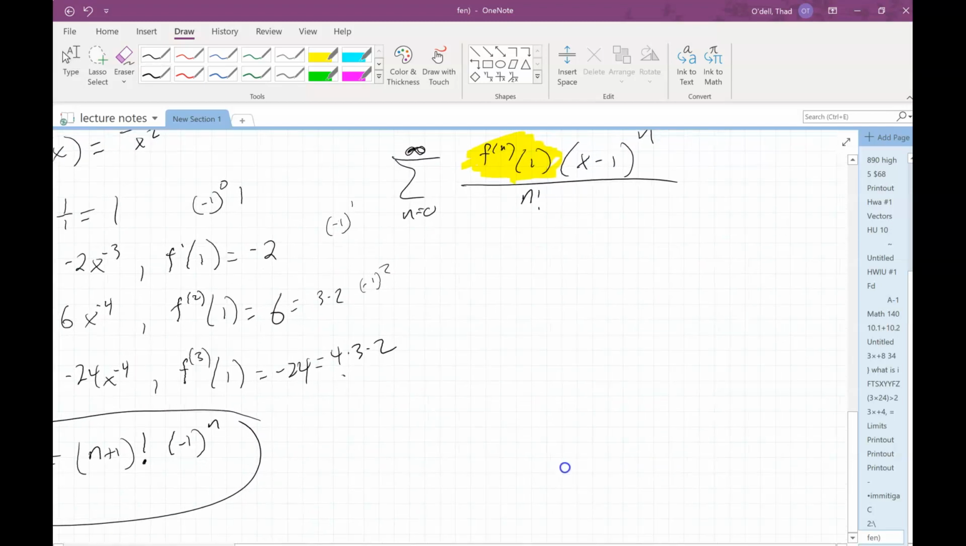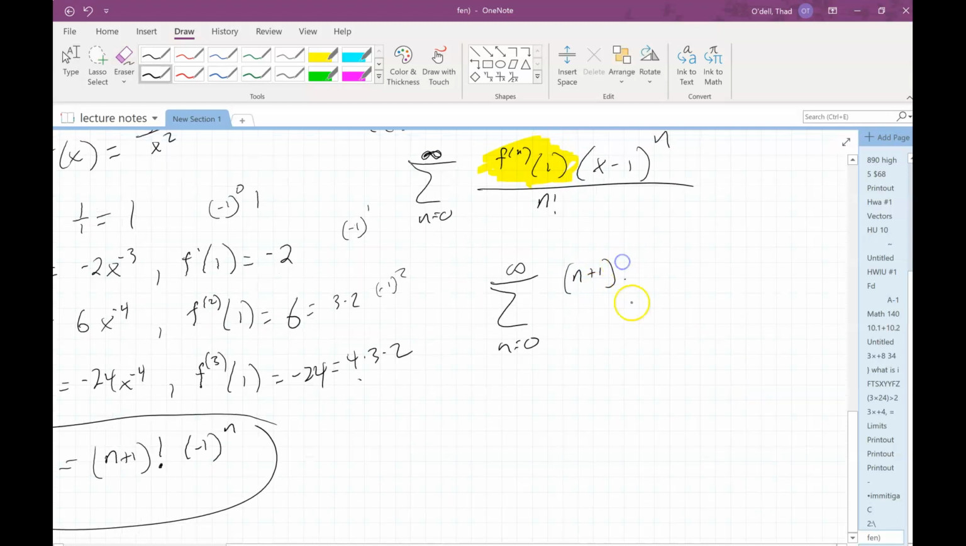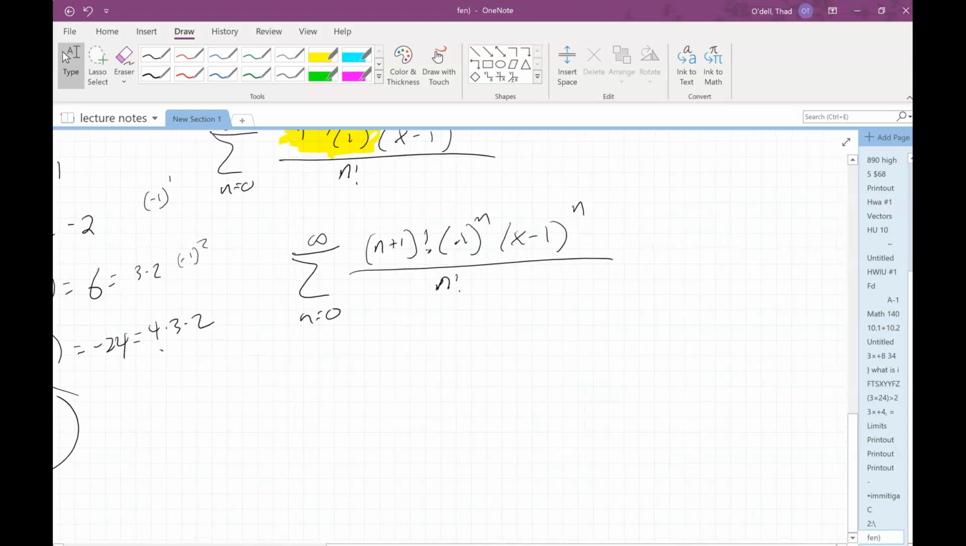So let's go back up here and put it in. So now we have n running from 0 to infinity of n plus 1 factorial times negative 1 to the n times x minus 1 to the n all over n factorial. Now we know how to handle factorials pretty well because we've been doing it with the power series stuff, right? Or the ratio test. So notice that when n plus 1 factorial is divided by n factorial, we're left with just n plus 1.